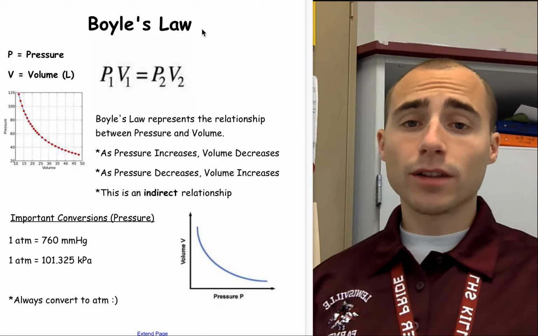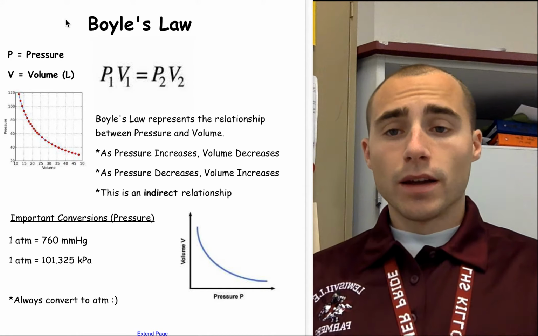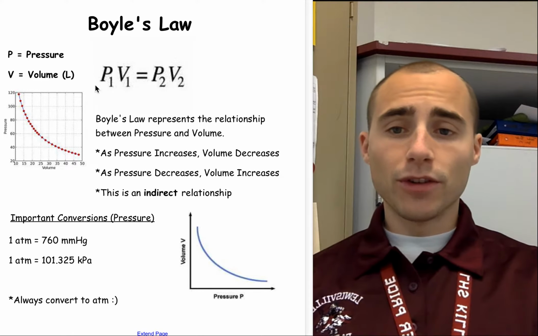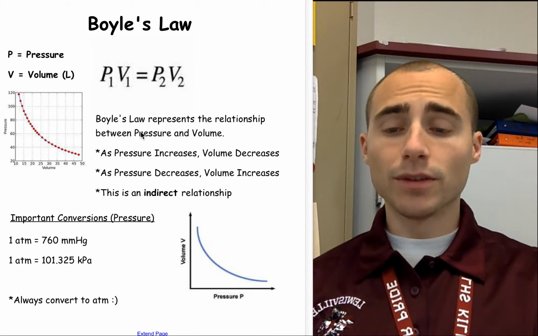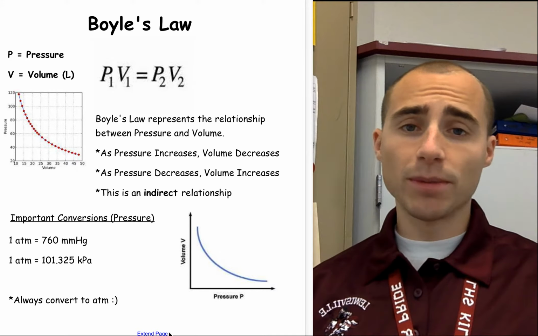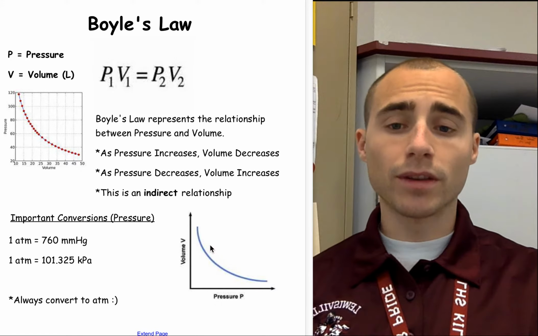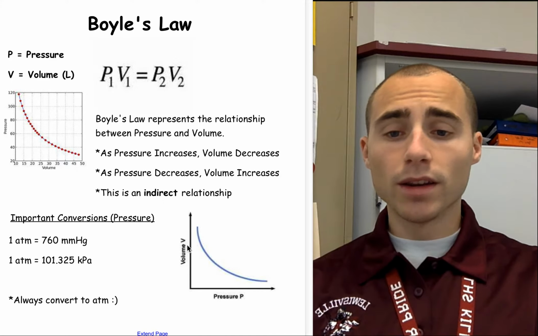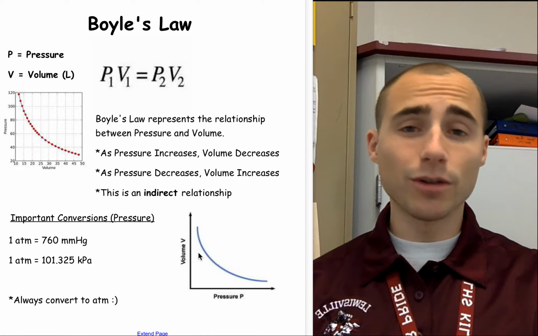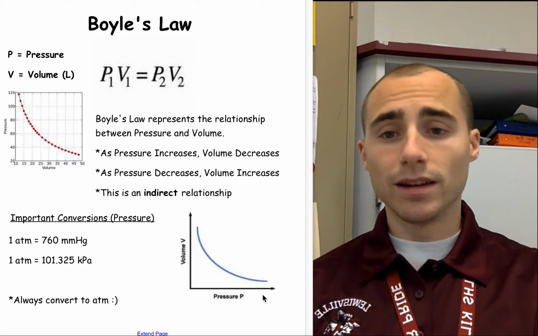Another one of our gas laws is Boyle's Law. Now, Boyle's Law is going to tell us the relationship that exists between pressure and volume. This is one of the first indirect relationships that we're going to see amongst these gas laws. An indirect relationship is a relationship in which as one of the variables increases, the other decreases.